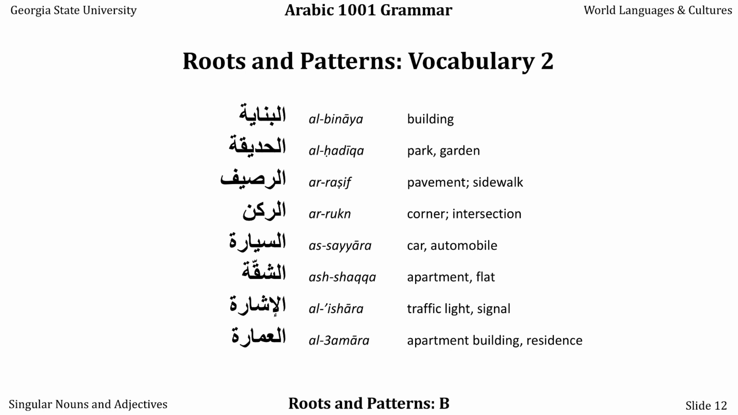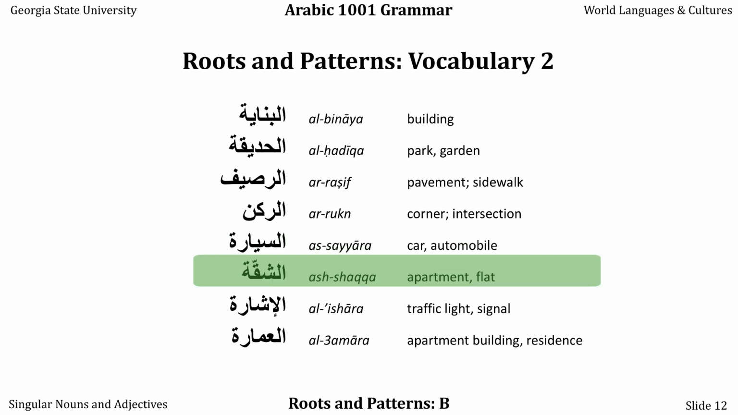Here are some more words pertaining to urban life. Al-binaya is a building. Al-khadiqa is a park or a garden. Ar-rasif is the word for pavement, but is often used to mean the sidewalk as well. Ar-rukn is the word for corner and is a word we can use for an intersection between two streets. As-sayyara, from the word for to go or to march, is a car or automobile.